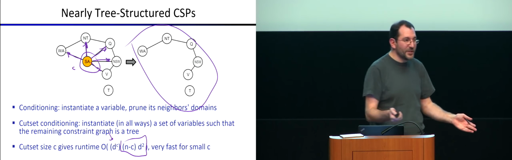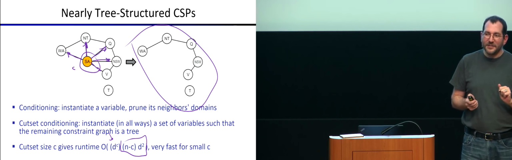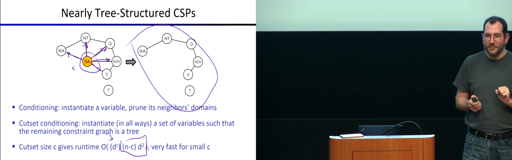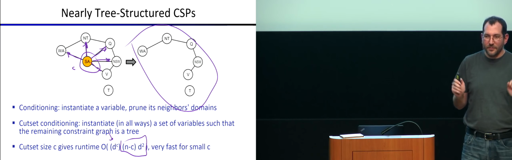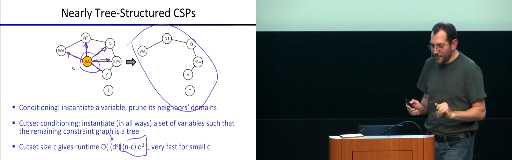And so that means you ask questions like, great, can I find the smallest cutset that will turn my graph into a tree? Like NP-hard, right? This is AI class. Everything we do is NP-hard. But if you happen to have a cutset that's small that achieves this, you get speed up. So here's the algorithm. You actually already know the algorithm, but let's kind of lay it out. You choose a cutset.